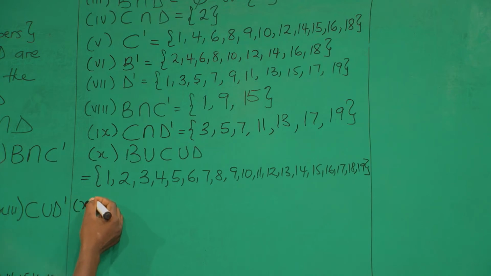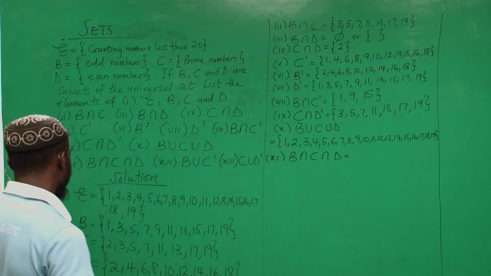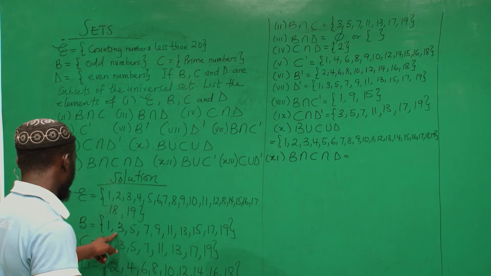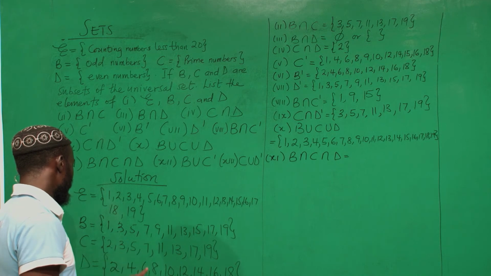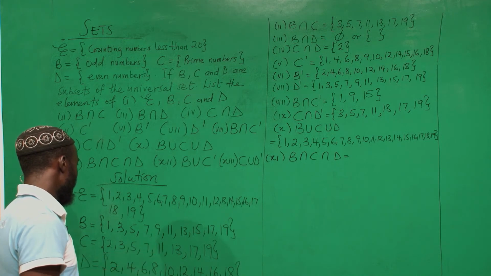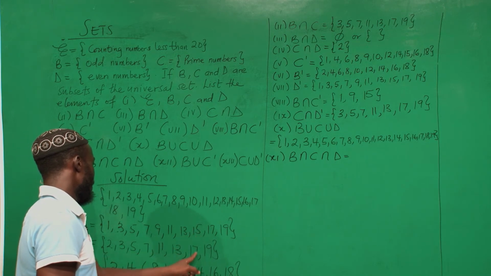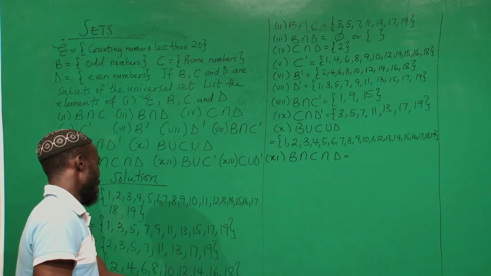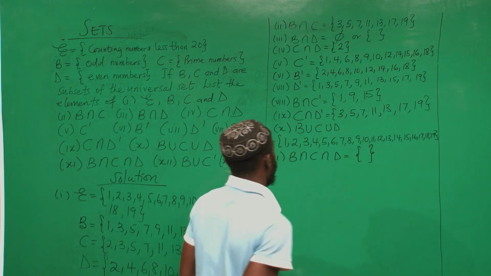Then we have XI, B intersection C intersection D. Okay, what belongs to all the three sets? 2, there is no 2 here. 3, there is no 3 here. 5, no 5. 7, no 7. 9, no 9. 11, no 11. 13, no 13. 15, 17, 19, no 19. So this also is a null set.